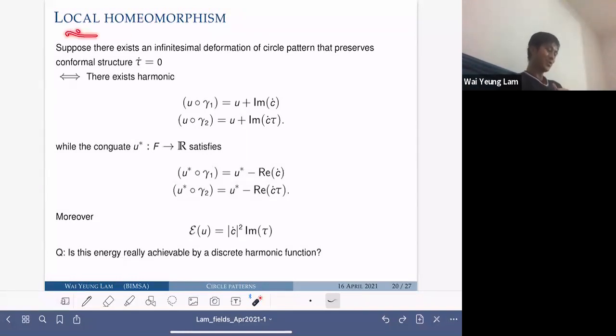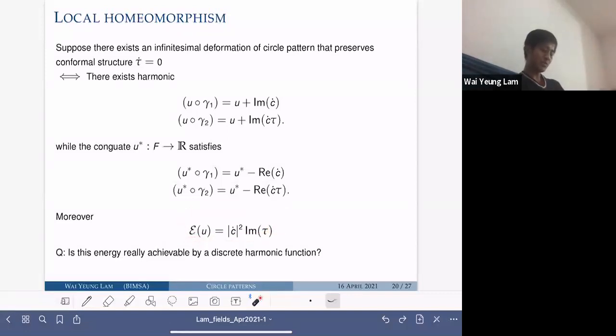Okay, and now finally, we come back to this local homeomorphism. Now we're going to prove it. Suppose there exists a first order deformation of my circle pattern that preserves the conformal structure. That means tau dot is equal to zero. From our previous discussion, that means there exists a harmonic function u such that the period is in this form. Now, since tau dot is equal to zero, this part is gone, so just this guy. And then the conjugate harmonic function will be this part and this part. Now you substitute it into this Dirichlet energy, and you have this expression.